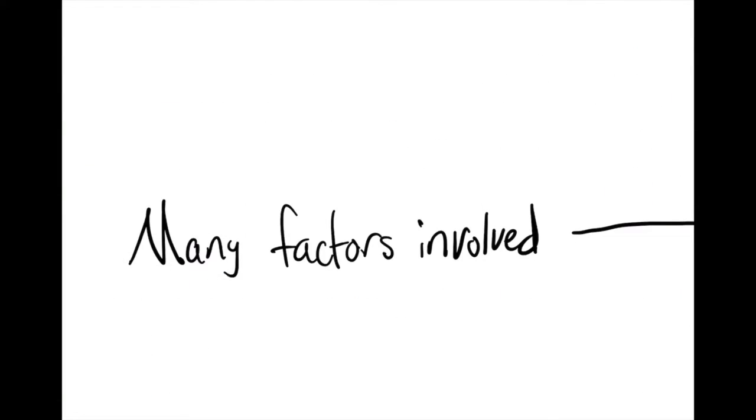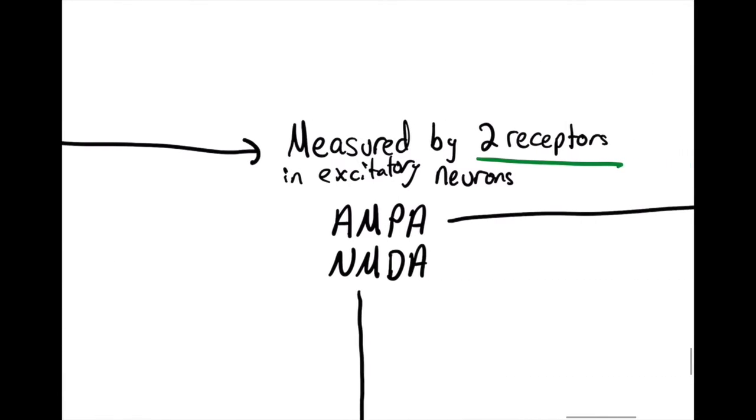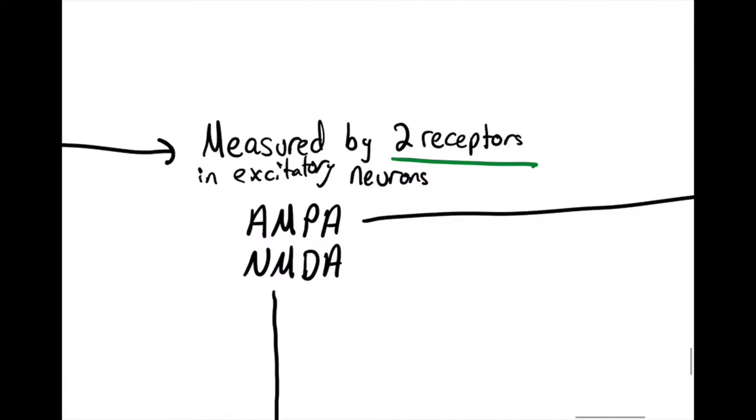Though many factors are involved in this process, activity is particularly important in deciding which synapses will be maintained and which will be removed. In excitatory neurons, two types of receptors are particularly important in the mechanism of use it or lose it: AMPA receptors and NMDA receptors. Both are glutamate receptors present on the postsynaptic neuron.